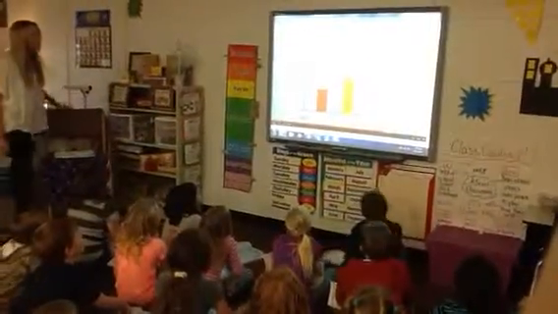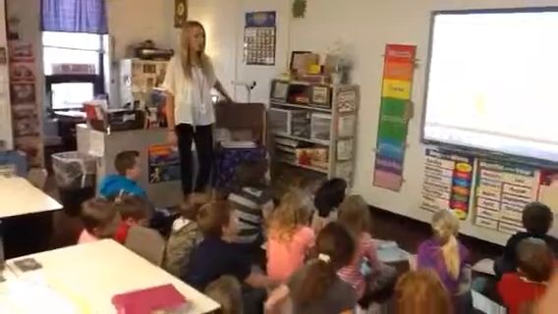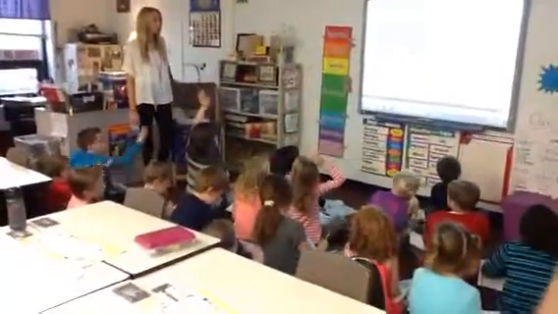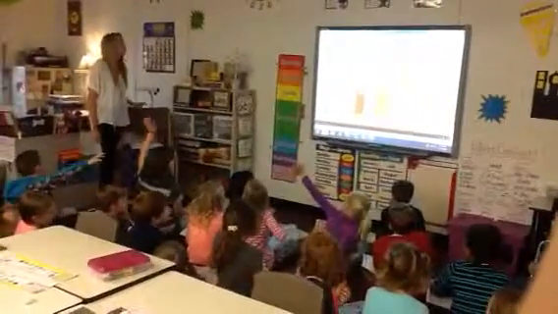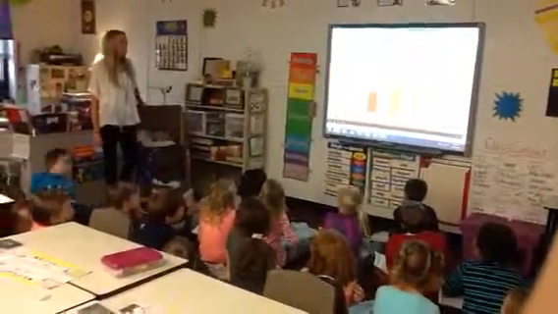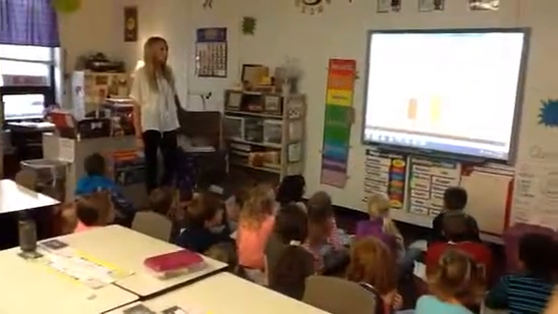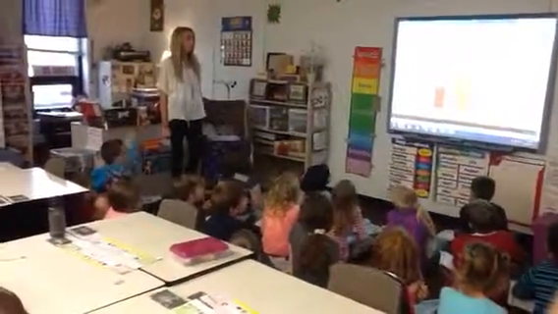So let's look at our graph. Which fruit has the most? Bananas. Which one did they like the best? Bananas. What about the least? Pears. Pears. And then, what about oranges? How many oranges were there? 3. And then apples?